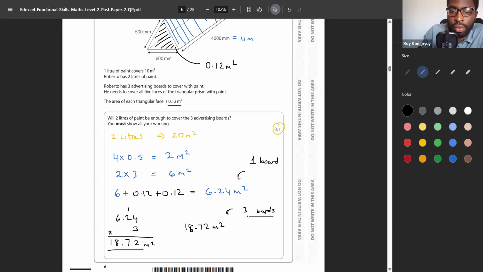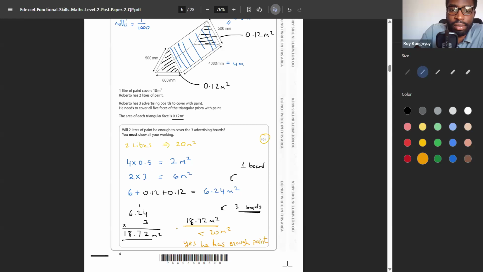2 liters of paint, he has enough. This is less than 20 meters squared. So yes, he can. He has enough paint. And we're done. That is it.